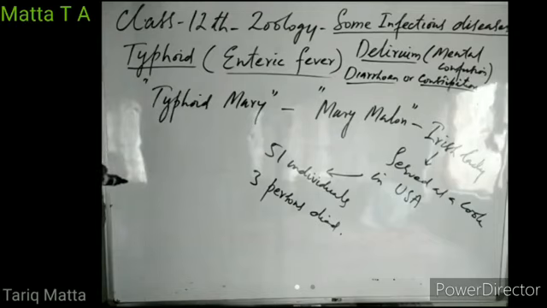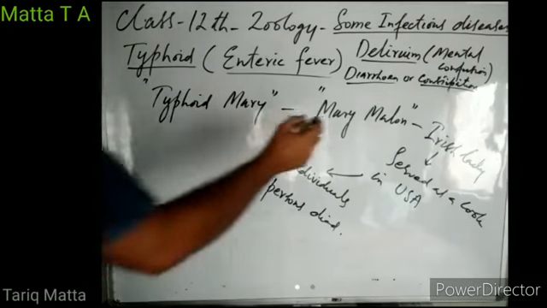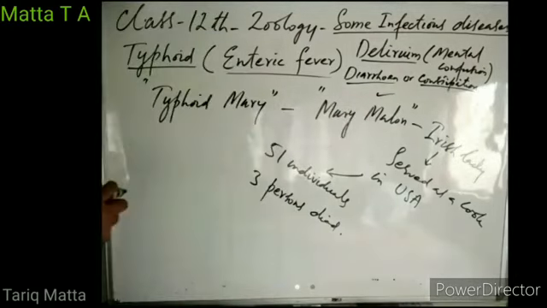Then this Mary Malone was kept in isolation, where she died, right? So she died in isolation, and she was the first known asymptomatic carrier of typhoid, right? So some persons may remain asymptomatic for typhoid. So that is how this typhoid spreads.